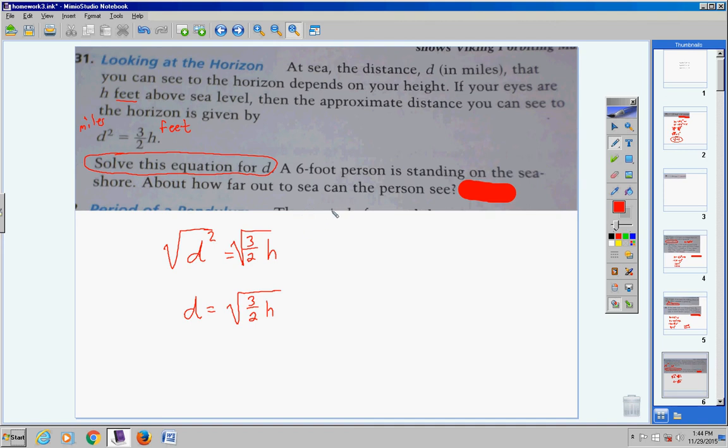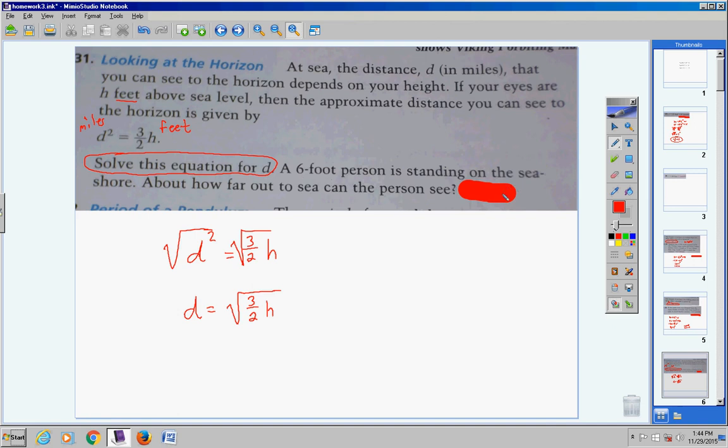Now, to be honest with you, this is not a very well written problem because it says up here specifically your eyes are a certain distance above sea level. But here it says the person is 6 foot tall. So if they're 6 foot tall, you've got to guess how many inches to take off, and we're not going to do that, obviously. They meant for you to use 6 feet, but I'm just saying it's a little off there. They should have said the person's eyes are 6 feet above the seashore. But anyways, if you're standing on the seashore, then you're right at sea level.